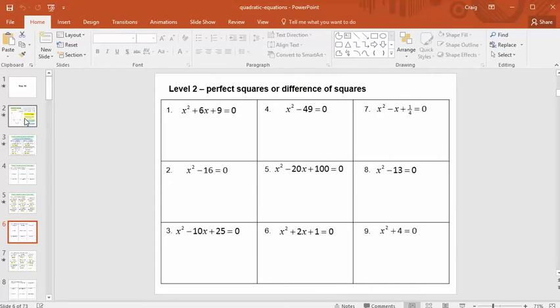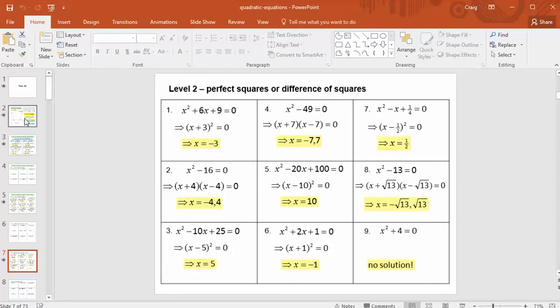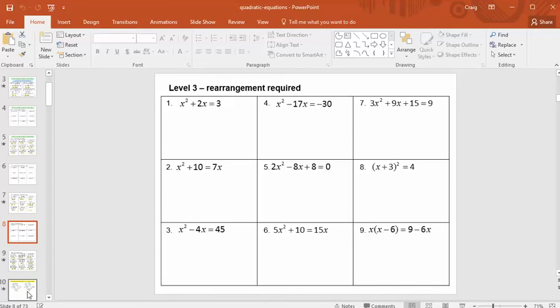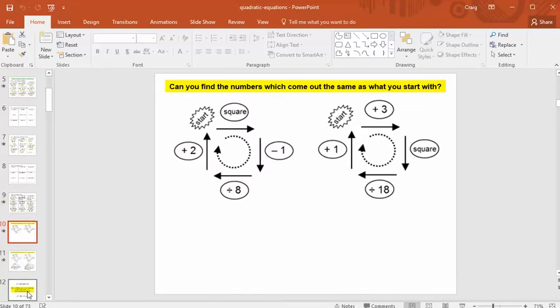Then we have perfect squares or difference of two squares. Again, 9 questions and 9 questions with the answers. And I love this because look at some of these solutions. You get your kind of difference of two squares there. You get single solutions with perfect squares. You get some third solutions, so we can have a little chat about that. And we get a no solution. Perfect. We could even fire up a bit of Desmos to have a look what those different sets of solutions look like on a graph. Lovely stuff. Then we get the kind of next level up where rearrangement's required and we get answers to that.